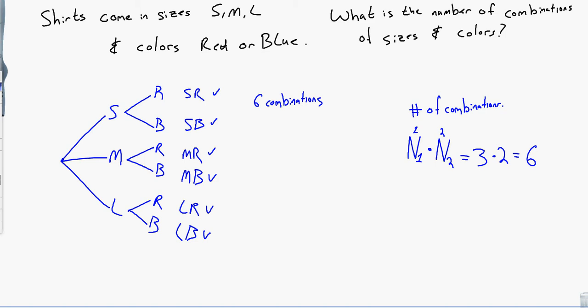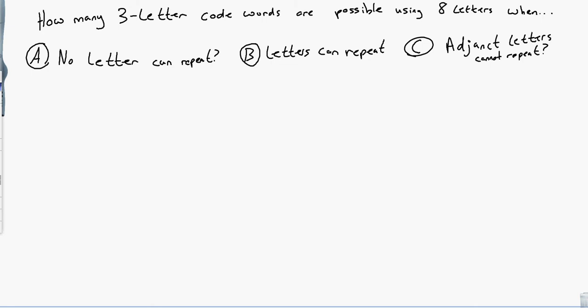All right, so let's move on to another example where we have a 3-letter code that's using 8 available letters. How many different combinations are there with different restrictions to this 3-letter code using 8 possible letters? So what happens if no letters are allowed to repeat in our code? So that would mean we're still going to solve this using n1 times n2 times n3 will equal the number of combinations.